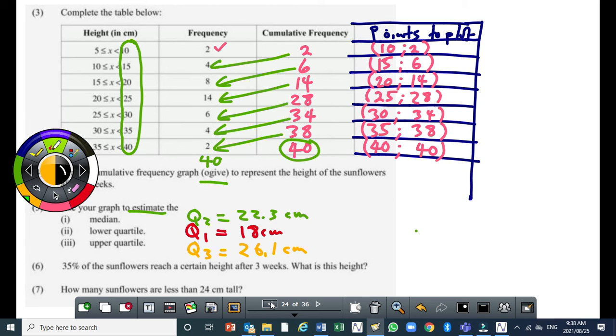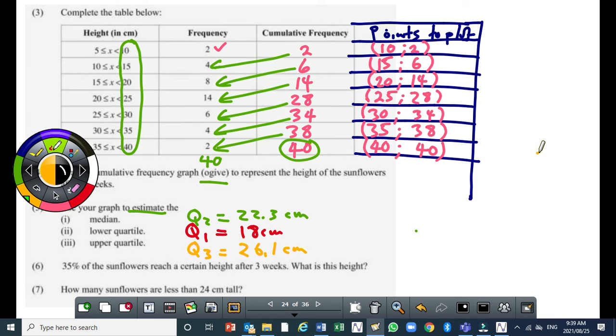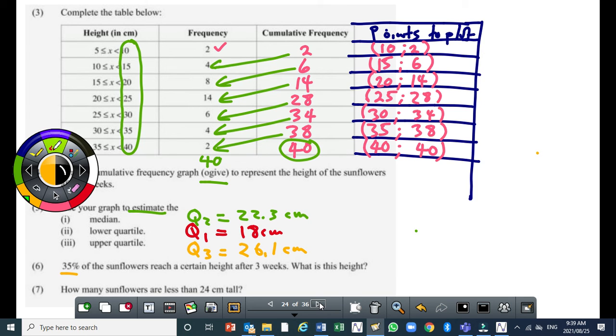Then number 6. Now, from my experience, when you learners see a question like number 6, people write all sorts of answers as if it's so difficult. The question says 35% of the sunflowers reach a certain height after 3 weeks. What is this height? Please be aware that all this information here is based on the height after 3 weeks. So if 35% reach a specific height after 3 weeks, the question is, what is this height?